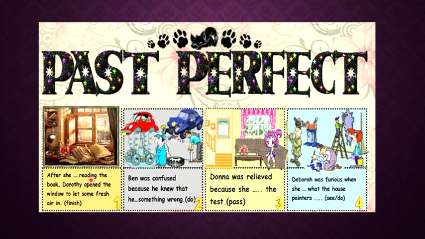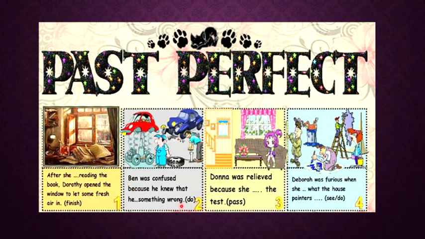The first picture is: after she had finished reading the book, Dorothy opened the window to let some fresh air in. The verb is finish. You have to use this verb in past perfect tense. I'm sure that must be easy for you. You just have to write had and put the third form of the verb. One answer I'm sharing with you. After she had finished reading the book, Dorothy opened the window to let some fresh air in. Right? So again there are two actions. One is in past tense and one you have to use past perfect tense.